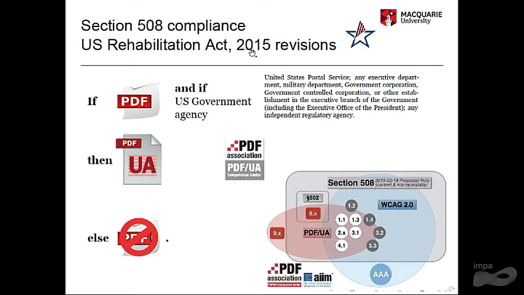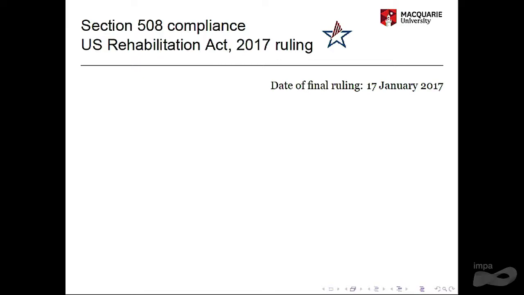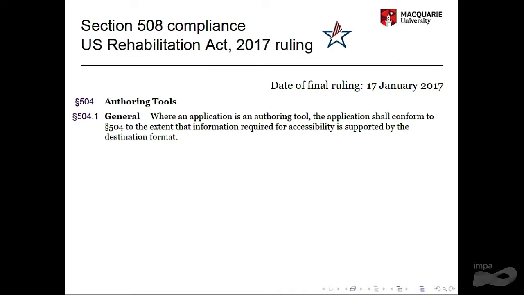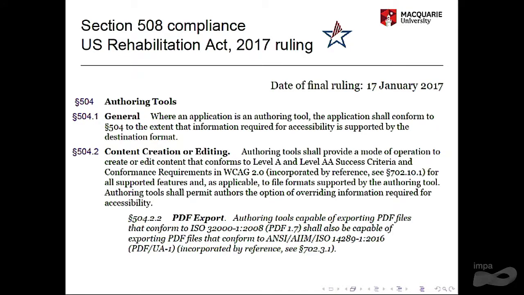And so that's what the situation was like back in about 2015 and moving into 2016. The actual ruling came through in January of 2017, and basically here it is. You can read it, and it comes down to this. It says authoring tools capable of exporting PDF files that conform to PDF 1.7 shall also be capable of exporting PDF files that conform to PDF/UA, PDF/UA-1, which is the standard that those documents were conforming to, okay?